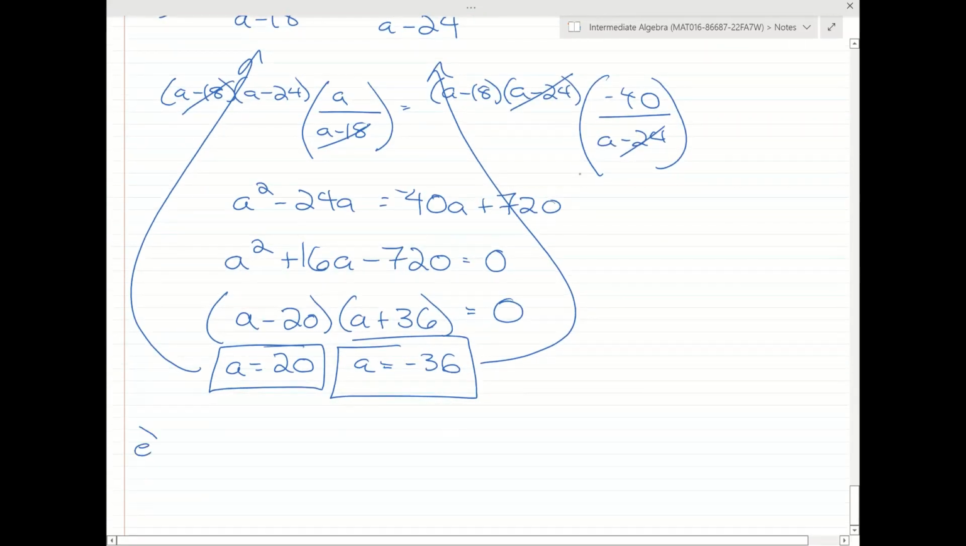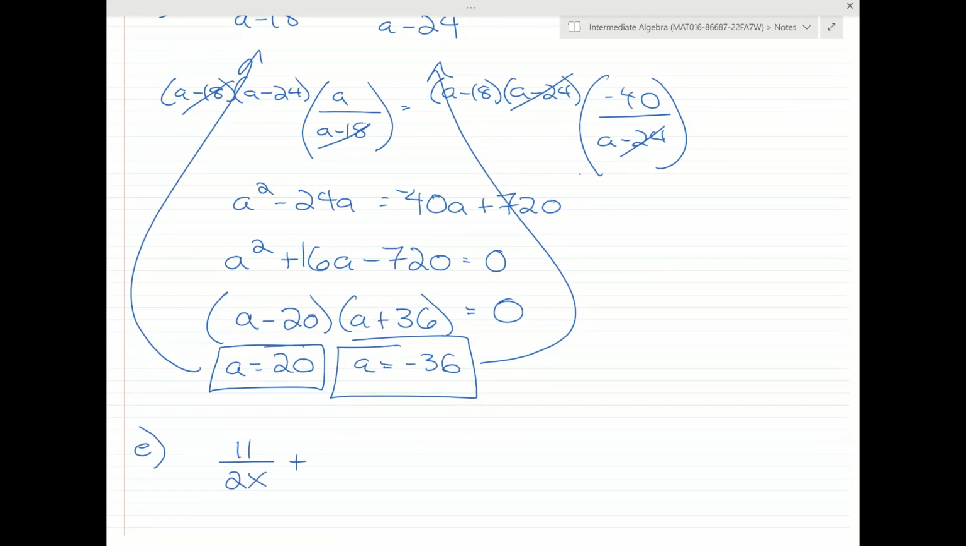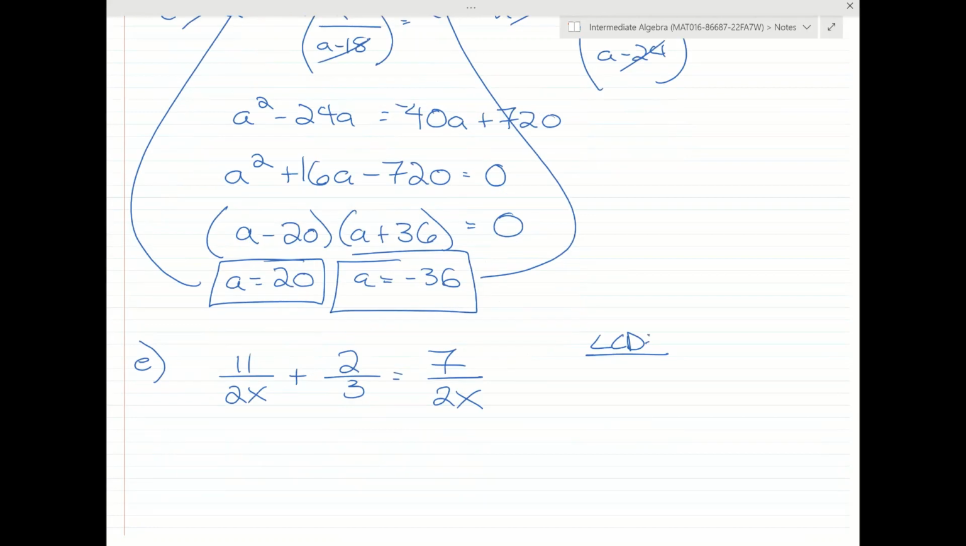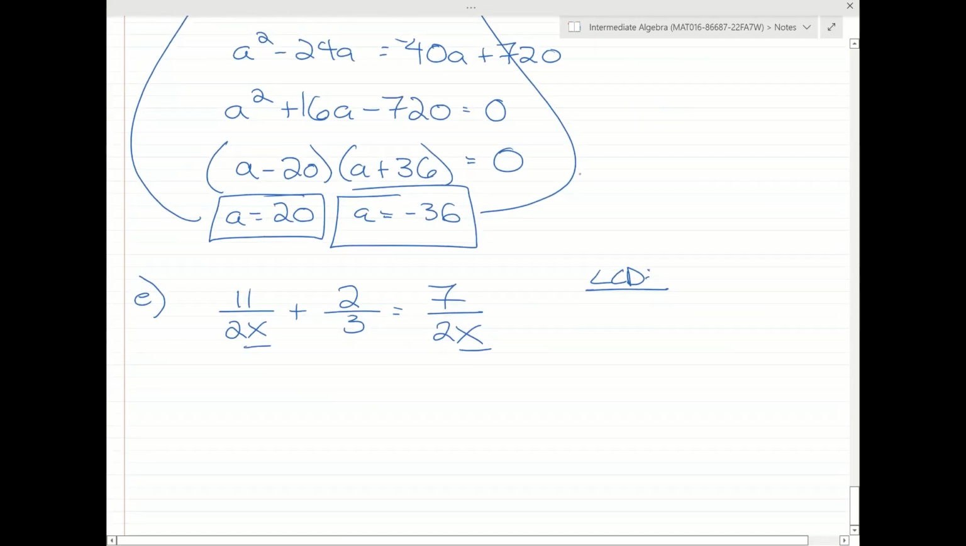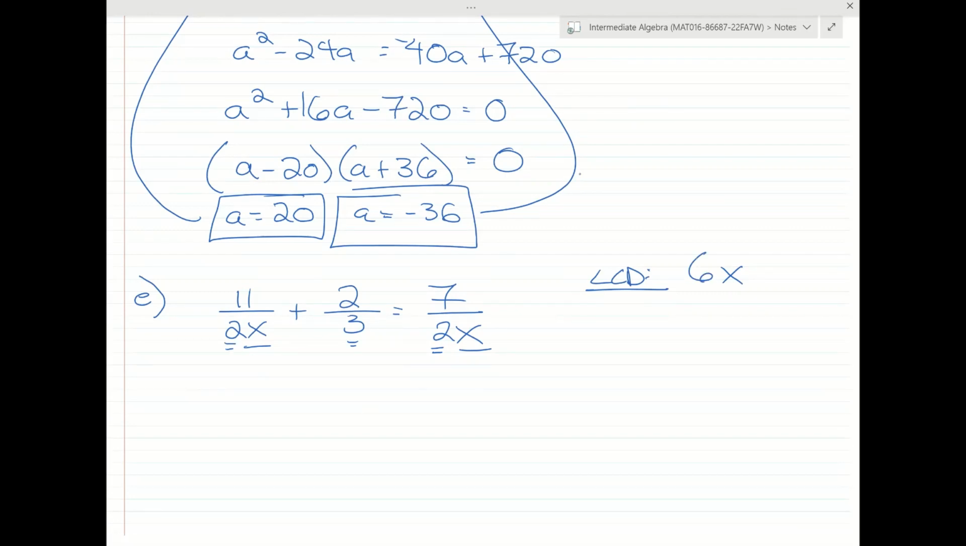A couple more. What if we had 11 over 2x plus 2 over 3 is equal to 7 over 2x? We have to figure out what our least common denominator is and then multiply everything by it. So we definitely need an x. And we also need a 6. 6 would be the smallest number you could divide by 2 and 3.